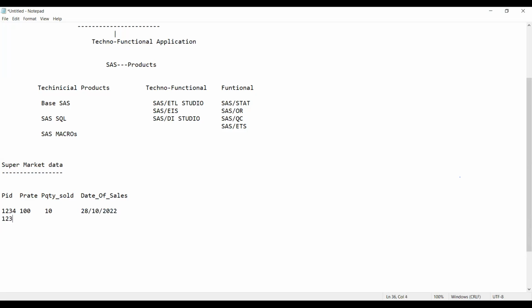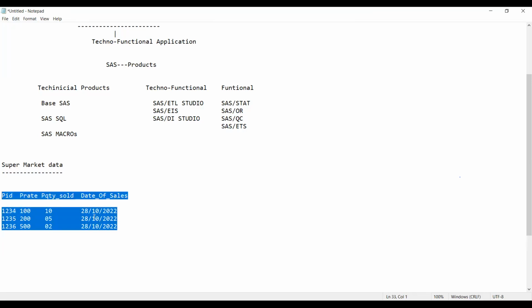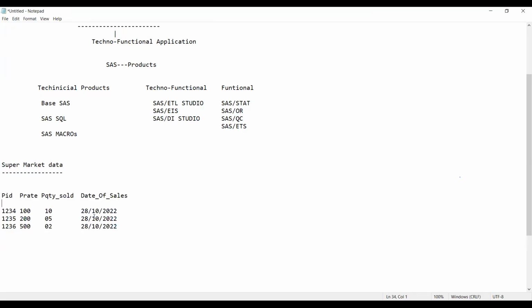Again, I have 1 2 3 5. Product rate is 200, and the product quantity sold is 5 pieces. The date of sale is 28 10 2022. Now, guys, 1 2 3 6, product rate is 500, quantity 2, and date of sales is 28 10 2022, like this. Now guys, this is the sales of the supermarket recorded on the 28th.